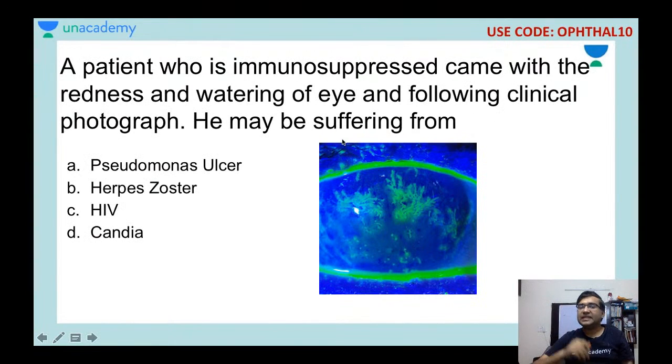Okay. Then there can be another question. A patient who is immunosuppressed came with redness and watering of the eye and the following clinical photograph. He may be suffering from which of the following?